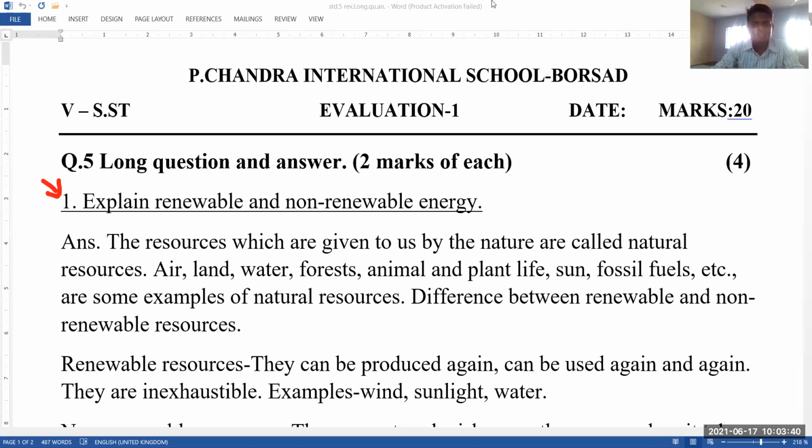Okay, which are the natural resources? Air, land, water, forests, animals, plant life, sun, fossil fuel, etc. Then there are some other examples of natural resources, natural energy. So what is the difference between renewable and non-renewable resources, which are the major differences? Okay, let's have a look at it.